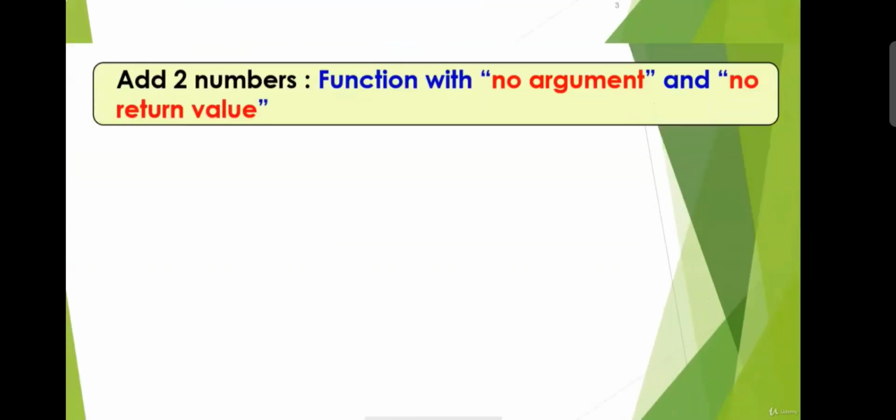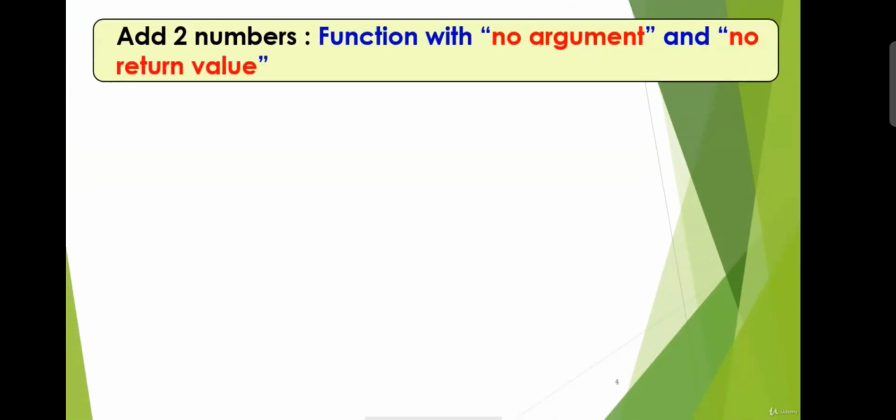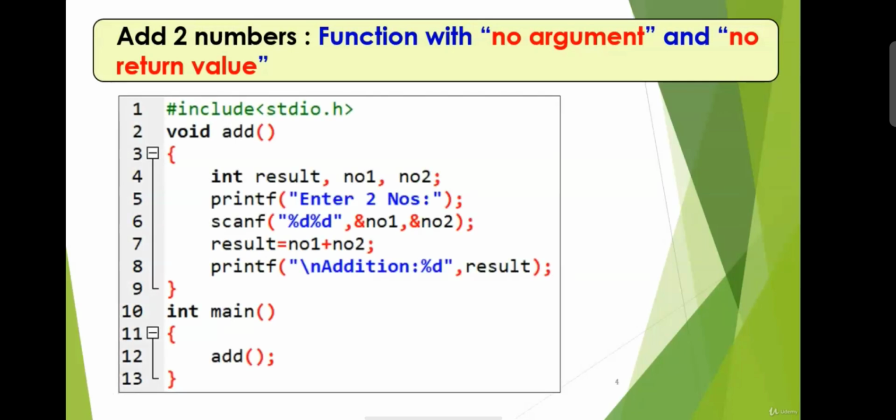Let's go ahead. Let's write a user-defined function now. We want to perform the addition of two numbers. We will use a user-defined function, but that function will not have any argument and it will also have no return value. And this is how the code will look like.